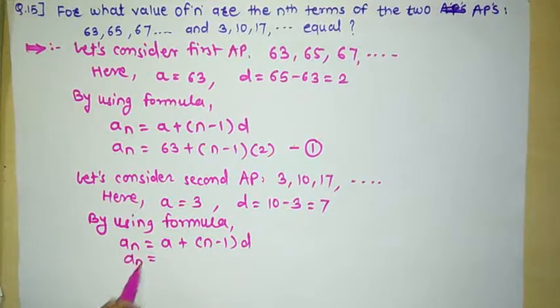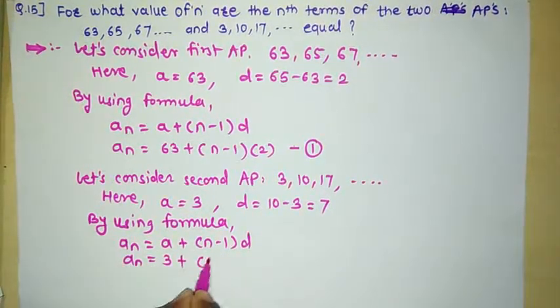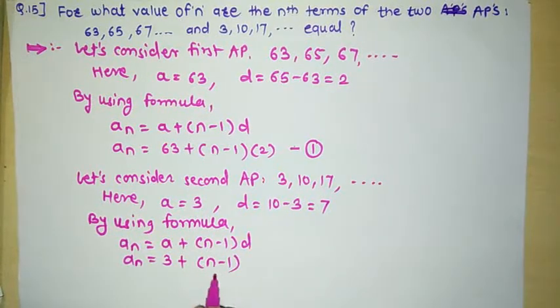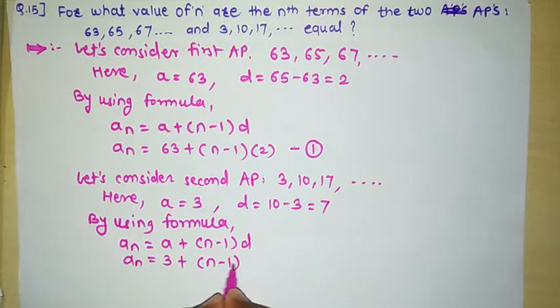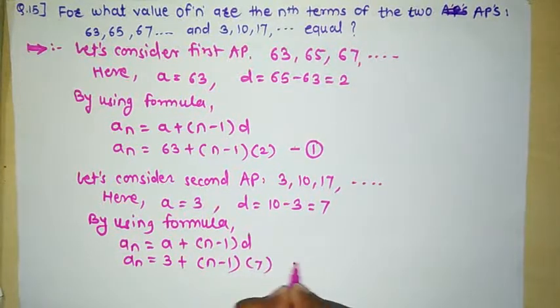Now A N as it is, because we are going to find the nth term of the AP. Now what is the first term here? First term is a equal to 3. Right here, 3 plus n minus 1, as it is, because we don't know the value of n. Now what is the d here? d is 7. Put here d is equal to 7. Write it as equation number 2.